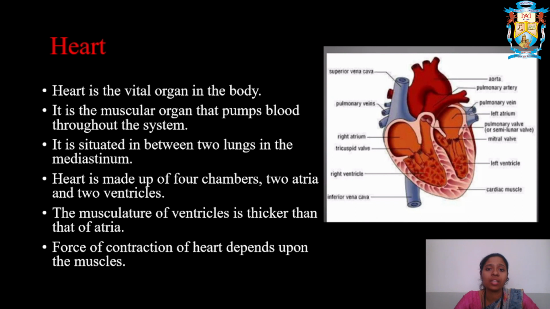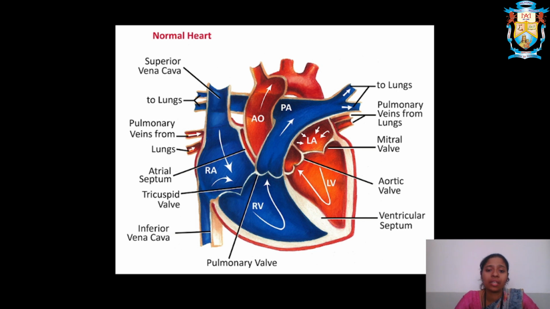The 4 chambers of the heart are 2 atria and 2 ventricles, wherein the atria will be thinner compared to the ventricles. Force of contraction of the heart depends upon the muscle. So the heart will undergo repetitive relaxation and contraction. The contraction of the heart mainly depends on the ventricles, because the ventricles are more muscular in nature compared to the atria. This is a diagram of a normal heart, wherein you have the RA, that is the right atrium, the left atrium, right ventricle, and left ventricle. The portion of the ventricle is muscular in nature as compared to the atrium.